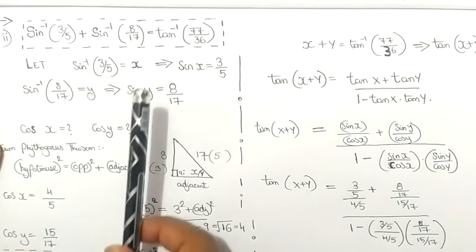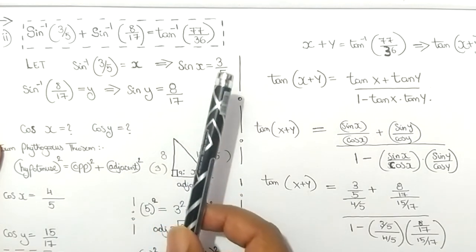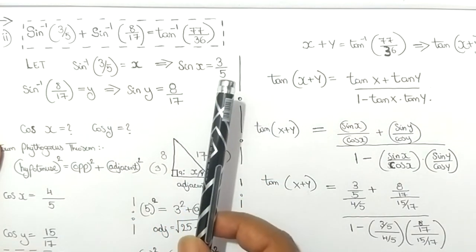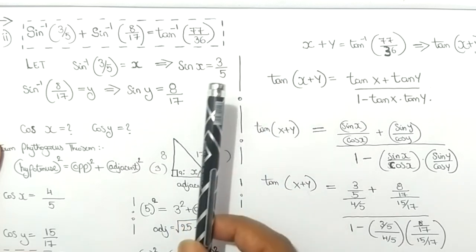Now we know sine x is equal to 3 by 5. What is this representing? 3 is the opposite number and 5 is the hypotenuse.